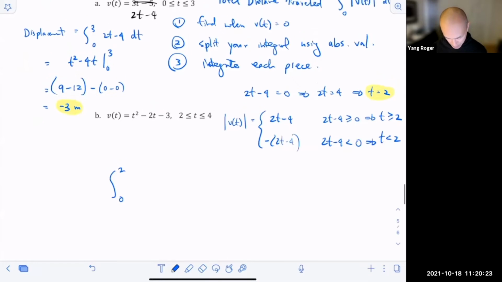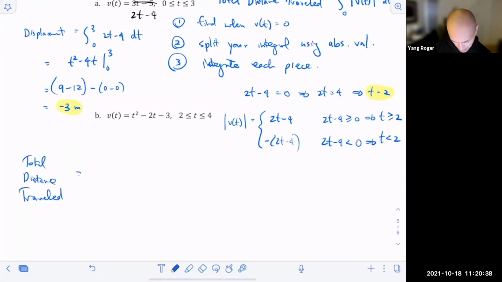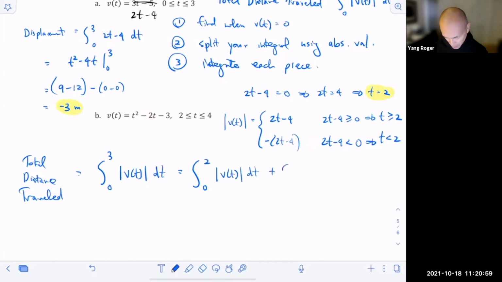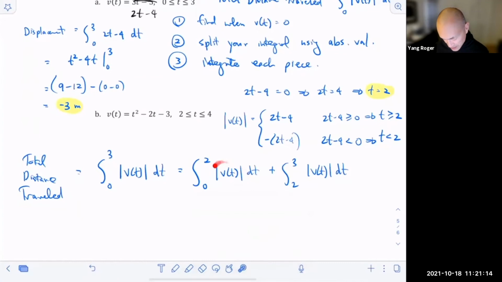All right, let me break it down even more, actually. So what we're doing is finding the total distance traveled, and that's going to be the integral from 0 to 3, absolute value of v of t dt. And this splits as going from 0 to 2, absolute value of v of t dt, plus from 2 to 3, absolute value of v of t dt. So anytime I have an integral going from 0 to 3, I can split it up into two pieces. And this function is defined to be different on each piece.